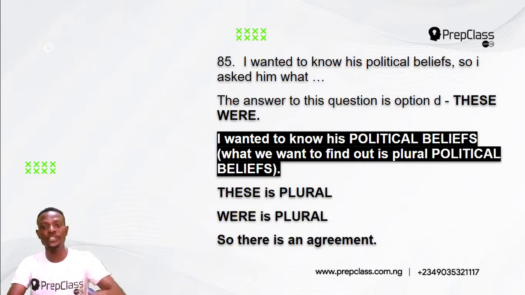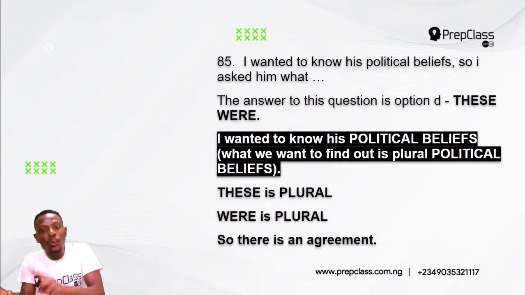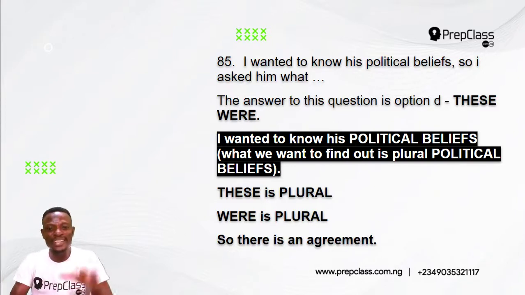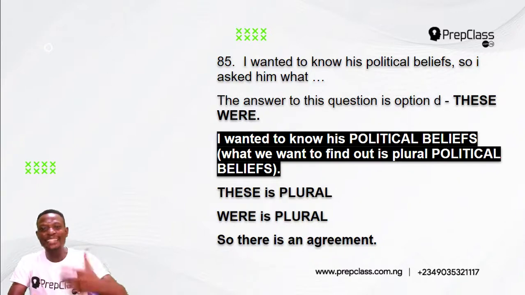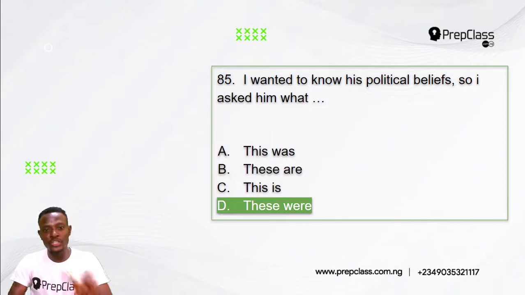I wanted to know his political beliefs. What we want to find out is plural. Political beliefs, it is plural. So we have to use an option that is plural. These is plural. Were is plural and it is past. I wanted to know his political beliefs. I wanted, past, political beliefs, plural. So this is plural. Were is past and it is also plural. So there is an agreement here. I wanted to know his political beliefs, so I asked him what these were. So the answer to this question is option D.